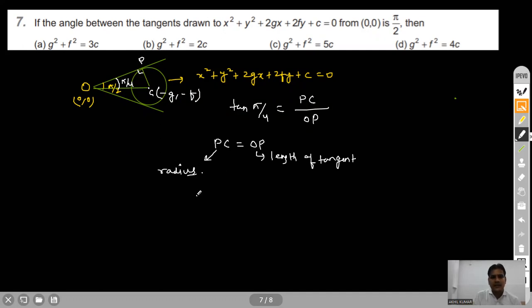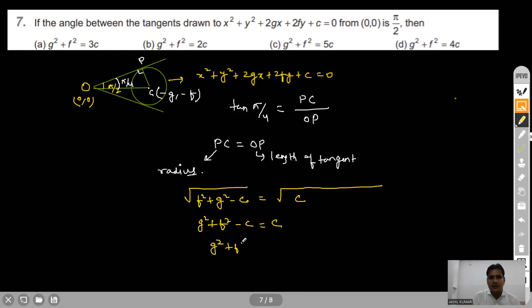So we can write here, what is the radius for this circle? This is root of g square plus f square minus c, and that will be equal to root of, means power of this point origin with respect to this circle. So all the terms will be zero, only we are left with this c. Now squaring this, we got g square plus f square minus c is equal to c, or we can say g square plus f square is equal to 2c, right? So this is our required answer, g square plus f square is equal to 2c. So this option B is correct.